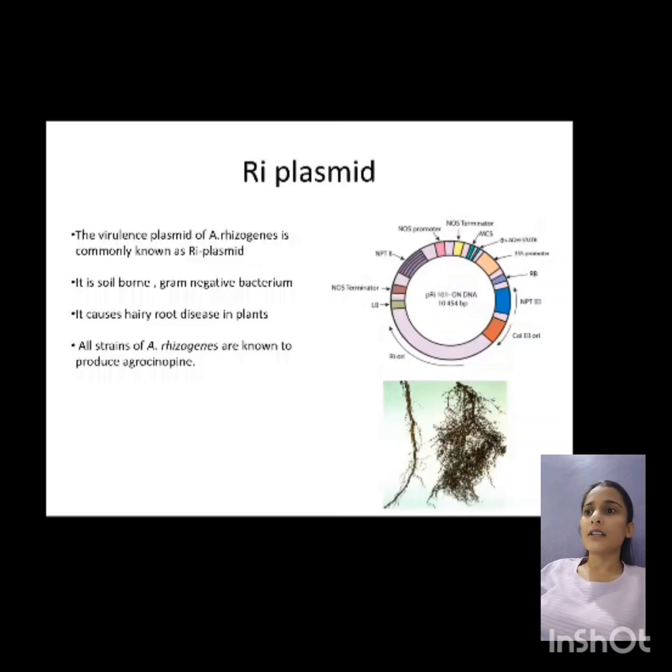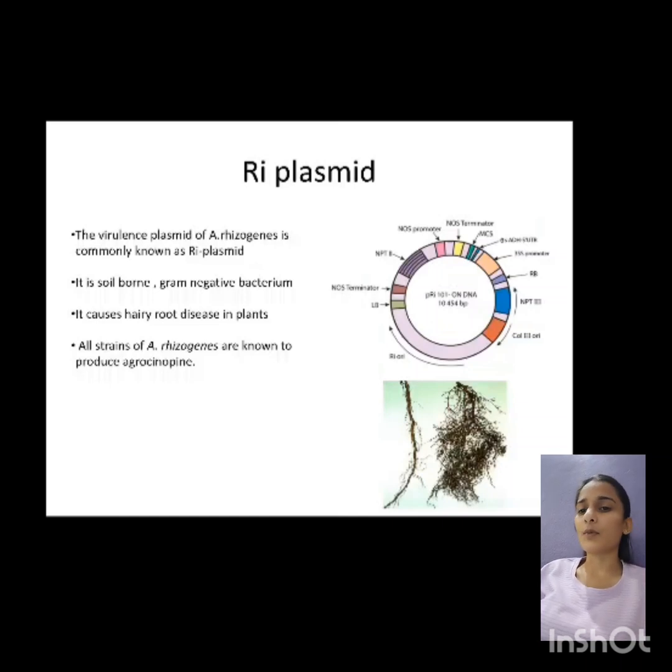The next and last topic for our presentation is the RI plasmid. It's very similar to the TI plasmid. The difference is that it is the virulence plasmid of Agrobacterium rhizogenes, while the TI plasmid is of Agrobacterium tumefaciens. So RI plasmid means root inducing plasmid, and TI plasmid means tumor inducing plasmid. The RI plasmid causes the formation of hairy root disease, like I have shown in the diagram, this kind of root formation occurs. Root multiplication starts due to the RI plasmid, and it's similar to the TI plasmid.